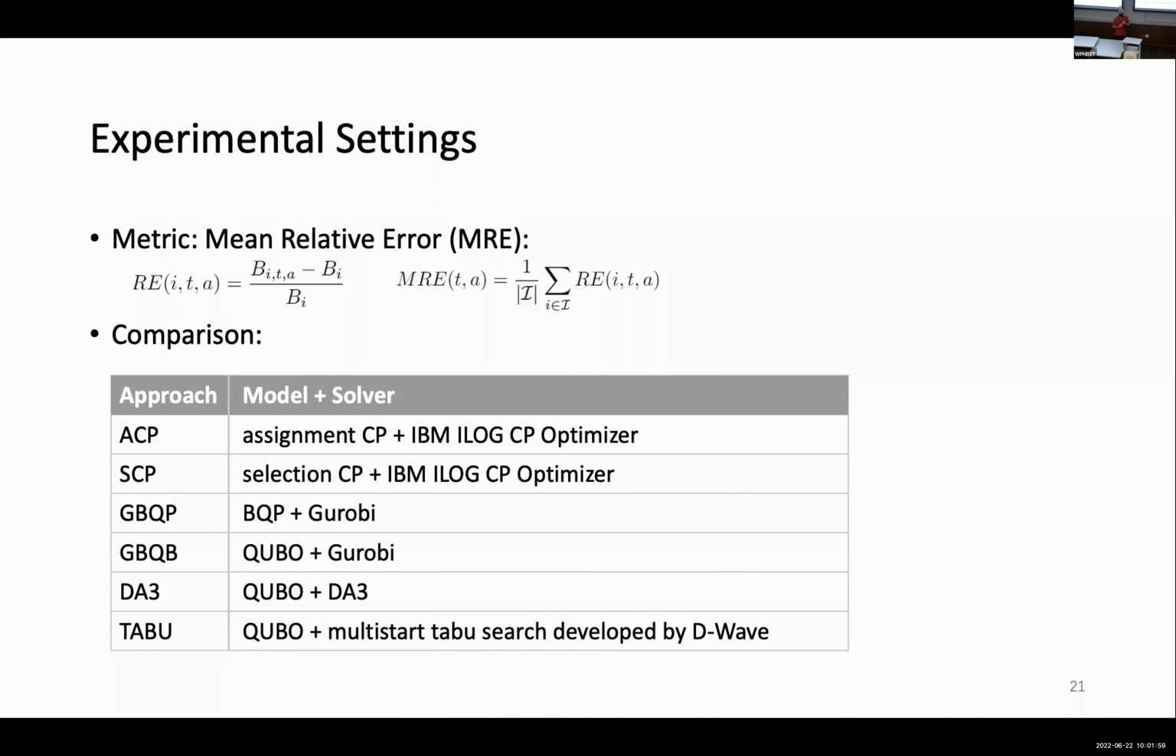We can put it into Gurobi. We can use the Fujitsu DA3. And this is a classical tabu search for QUBOs. So it's specialized for QUBOs. This is a multi-start tabu search that's developed by D-Wave. So of course, D-Wave does quantum computing, but they also have a tabu search. So this is not quantum computing. This is a classical tabu search.